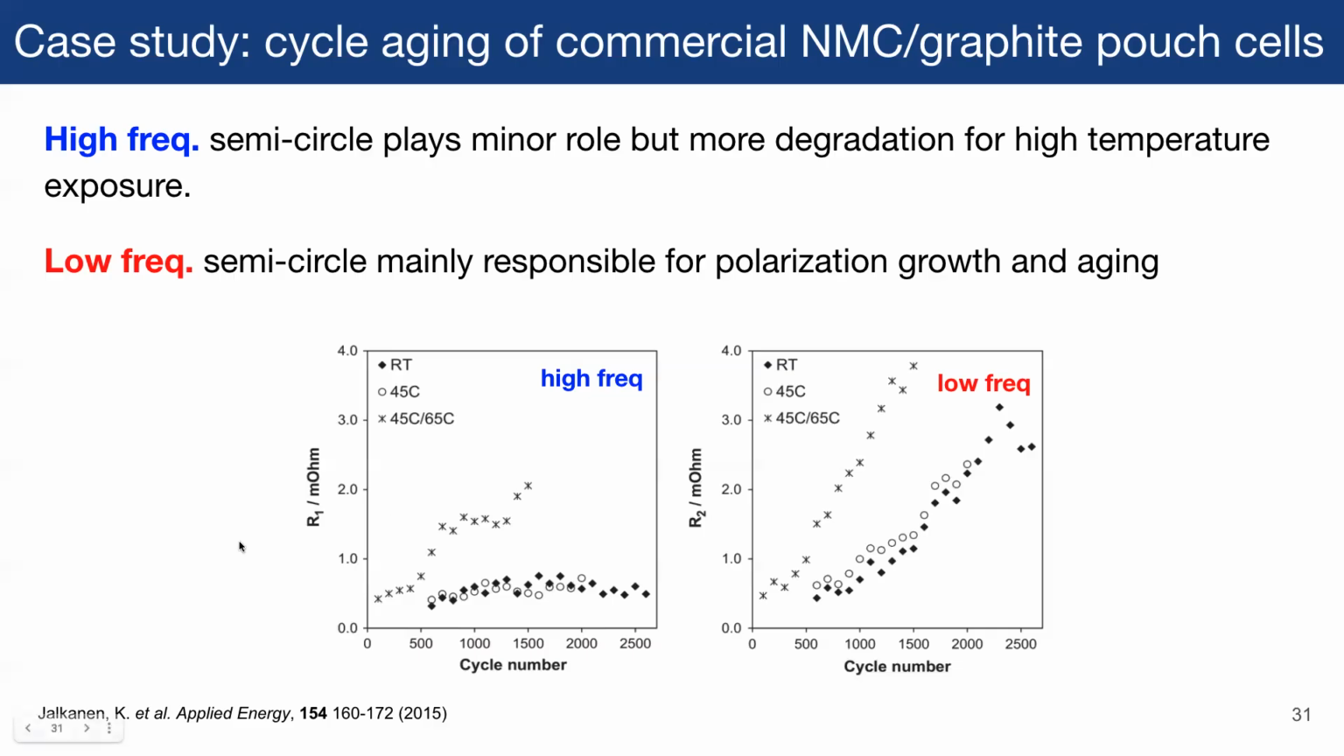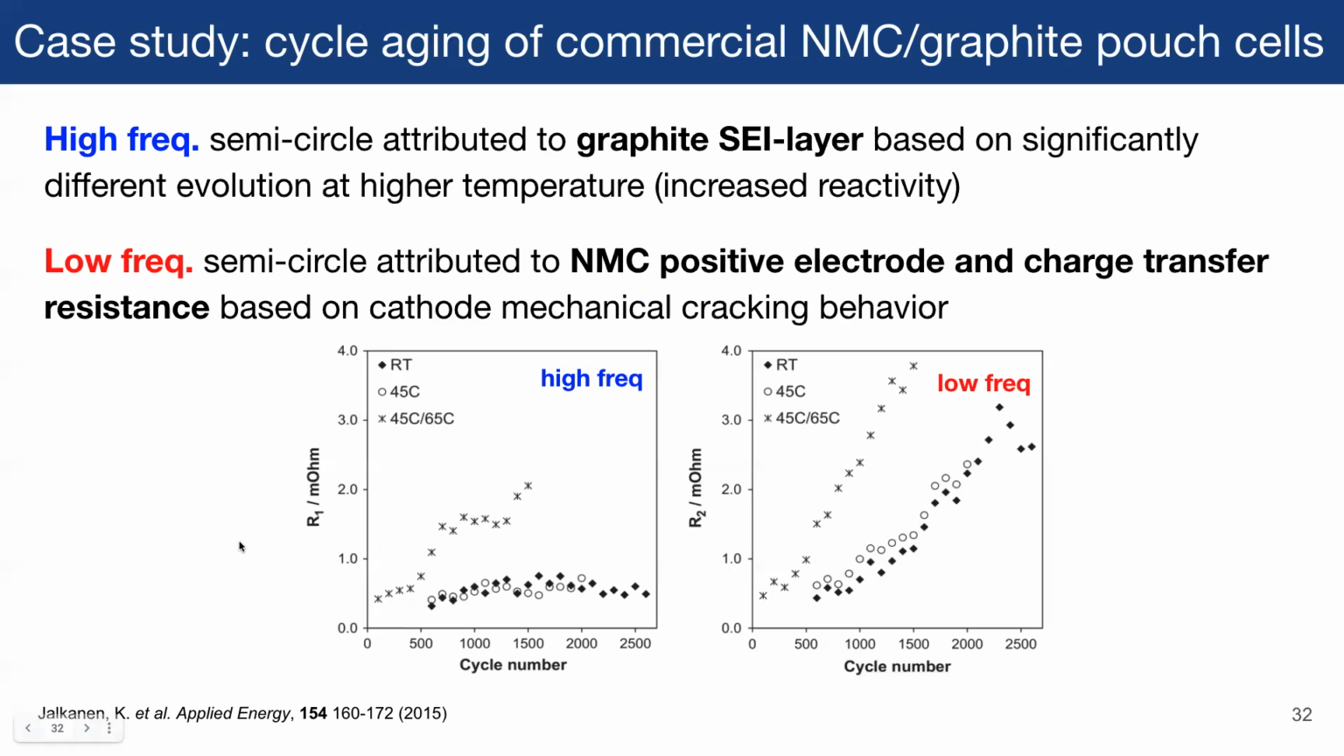Now, the researchers took apart their cells later and were able to attribute each component. So the high frequency component, they attributed to the graphite SEI layer, which stands for solid electrolyte interface. And it's basically just an insulating layer that forms on the surface of our graphite anode. The reason that they were able to make this attribution is because it only really increased significantly at a higher temperature.